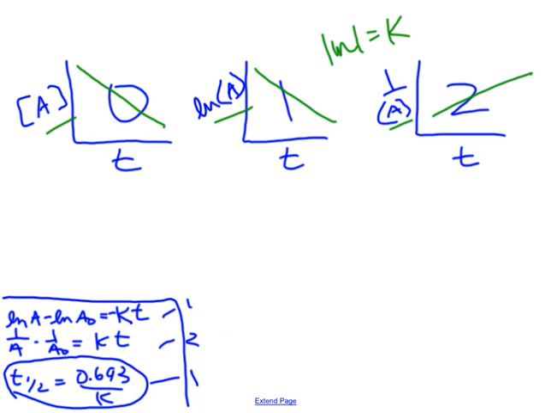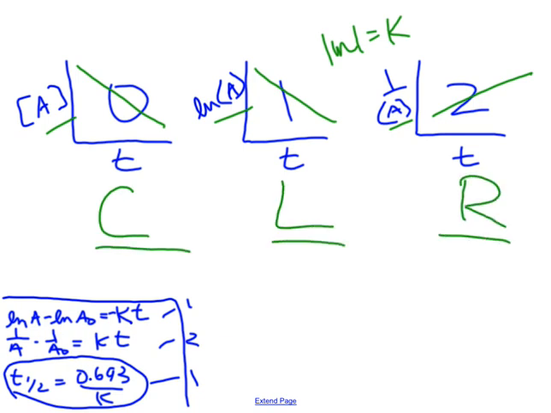Doing this should be totally clear to you. C is concentration, L is natural log, reciprocal. 0, 1, and 2. And it's always versus time. Got it? So if you know everything on this page, just like that, you're going to be fine.